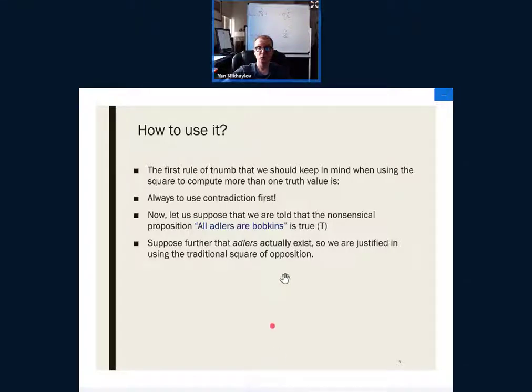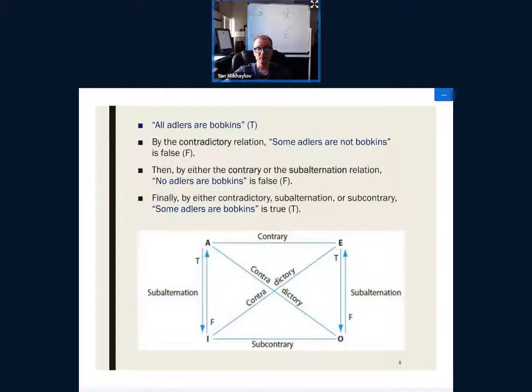Now, suppose you are given something like "all Adlers are Bobkins" and you are told it is true. In order for you to use these new relations, one important thing you need to remember is that your S-class, in this case Adlers, should actually exist. Now, we don't know if Adlers exist because we don't know what it is. But in most cases, you would have something which more clearly tells you. But let's assume it exists. So then we can use these new relations.